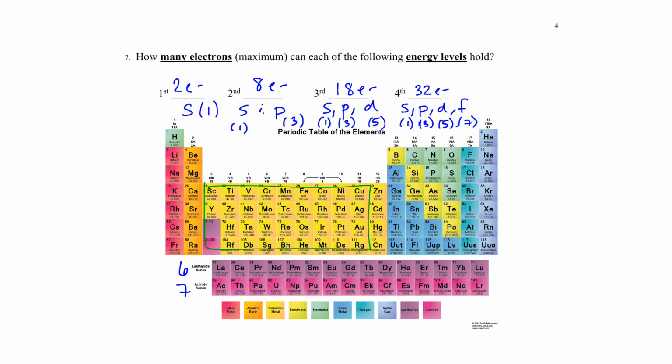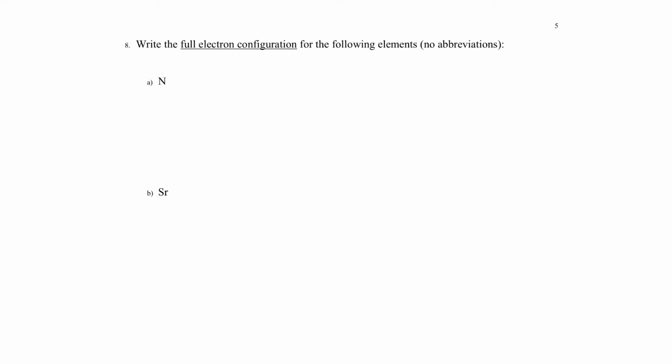Okay? Now in question 8, we're going into our electron configuration. So question 8, question 9, and question 10 are all kind of linked together with orbital diagrams, and these are the last 3 that'll be in this video. Okay? So first thing I want to remind you, let me grab that periodic table again.